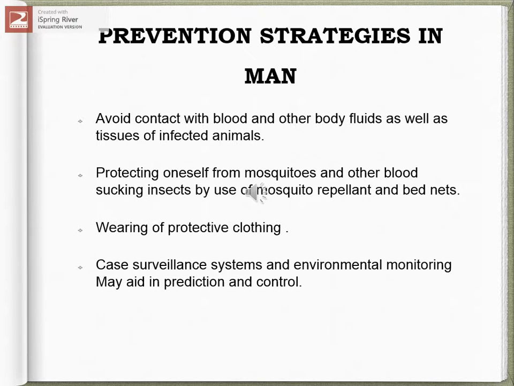Prevention strategies in man: we try to avoid contact with blood and other body fluids as well as tissues of infected animals, protecting oneself from mosquitoes and other blood-sucking insects by use of mosquito repellent and bed nets, wearing of protective clothing also, and case surveillance systems and environmental monitoring may aid in prediction and control.